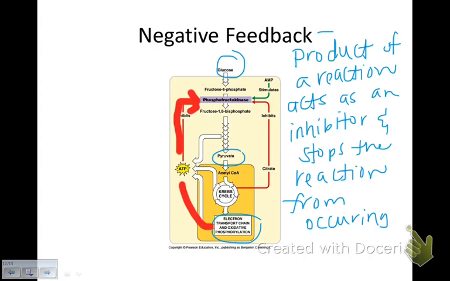So read what you wrote again and make sure you understand it. The product, aka in this situation ATP, the product of the reaction acts as an inhibitor, and it's going to bind to that initial enzyme. Remember, inhibitors, think about it. It acts as an inhibitor and stops the reaction from occurring.